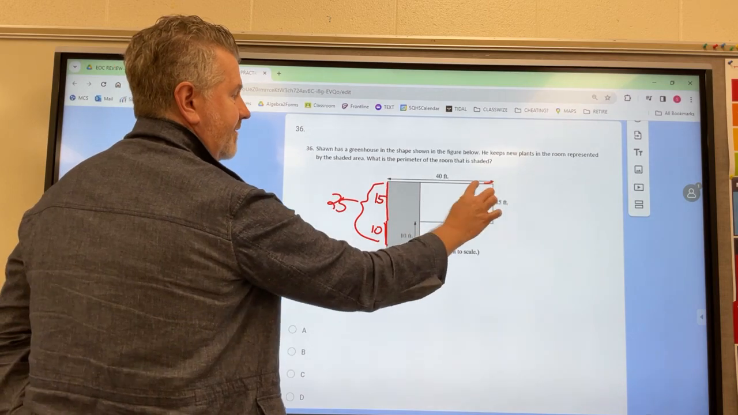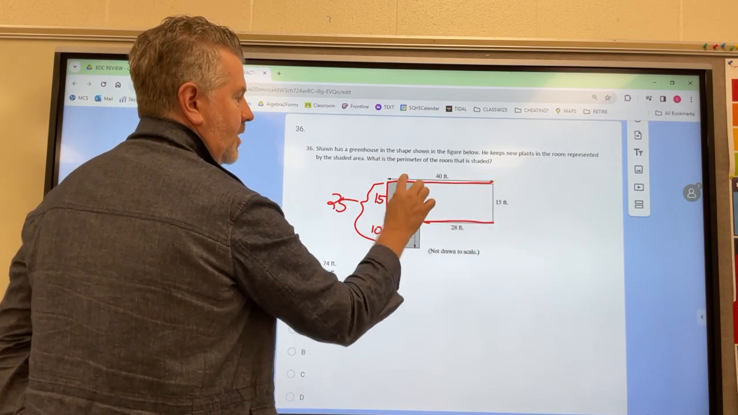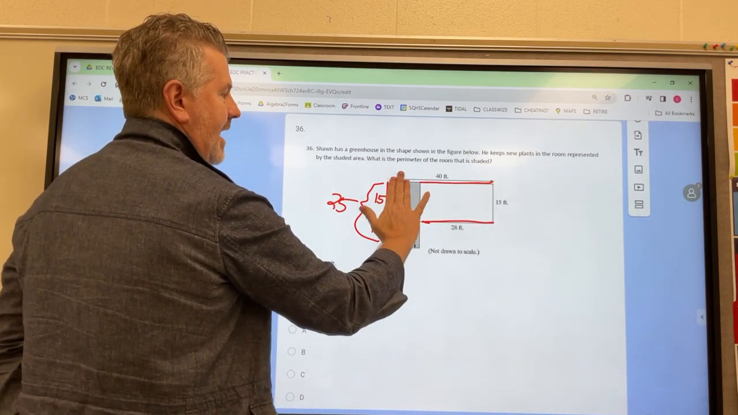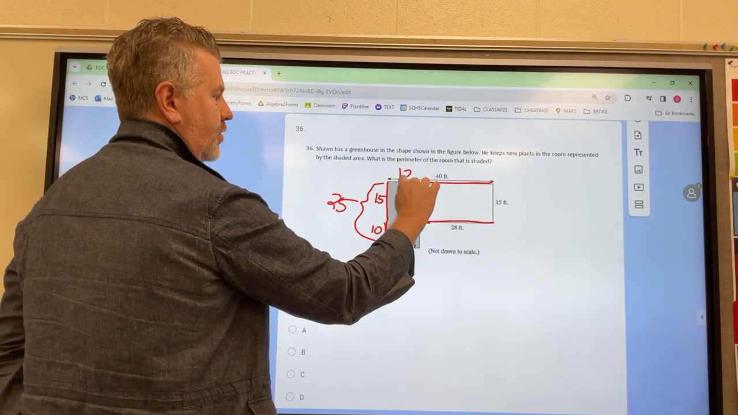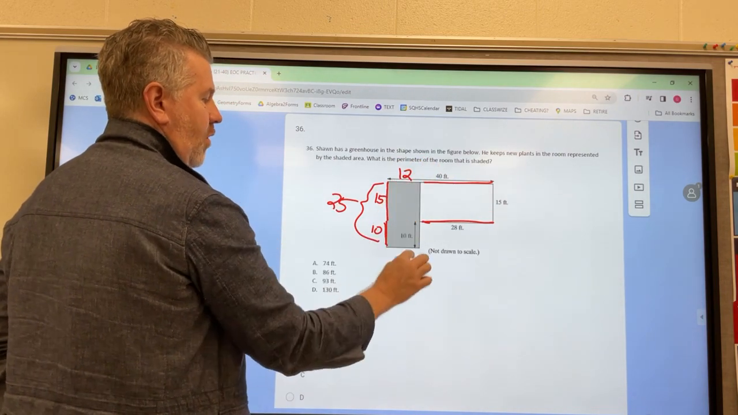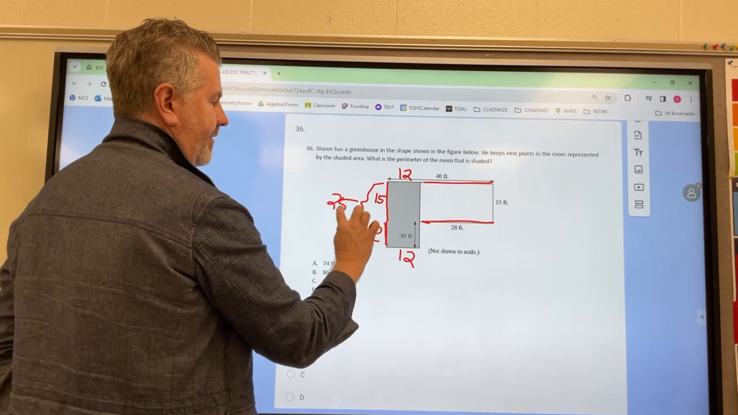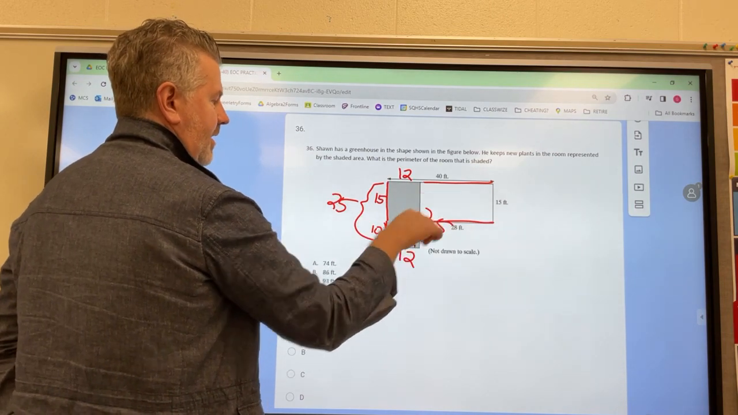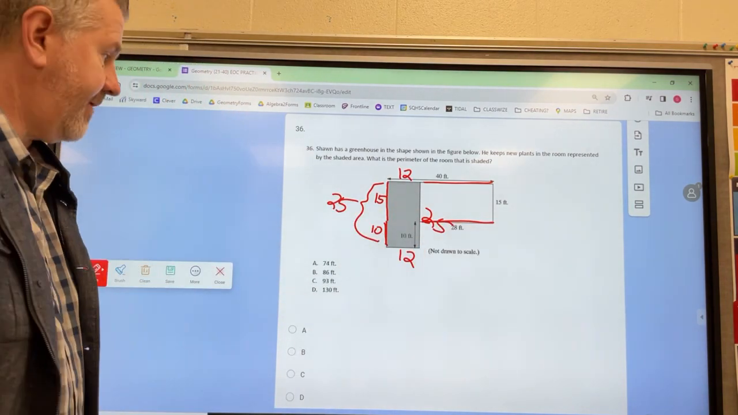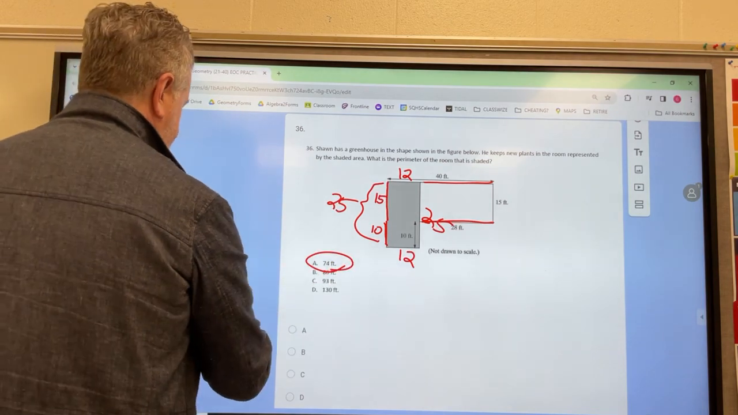And because this is 40 and that is 28, we can subtract to figure out this portion right here. So this portion is 12. So we have 4 sides, 2 of them are 12, 2 of them are 25, and we just add those up. So 50 plus 24, 74. We're going to go with A on that one.